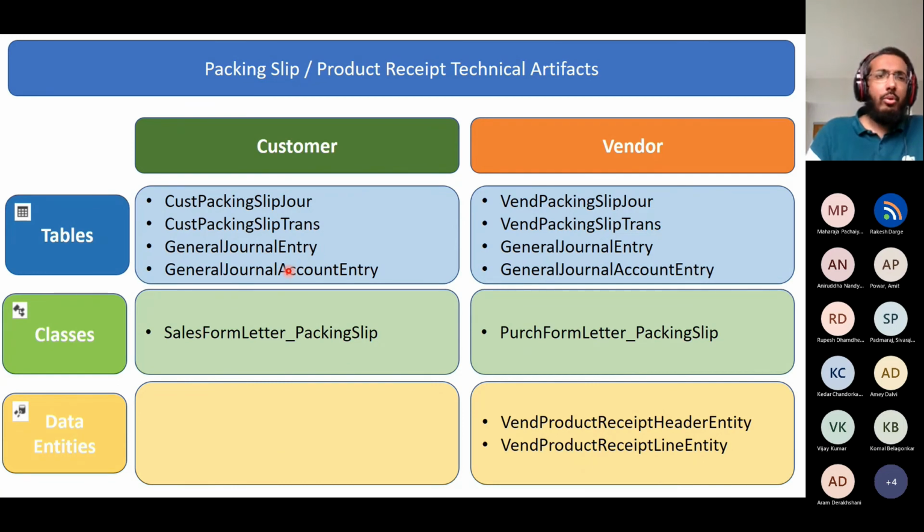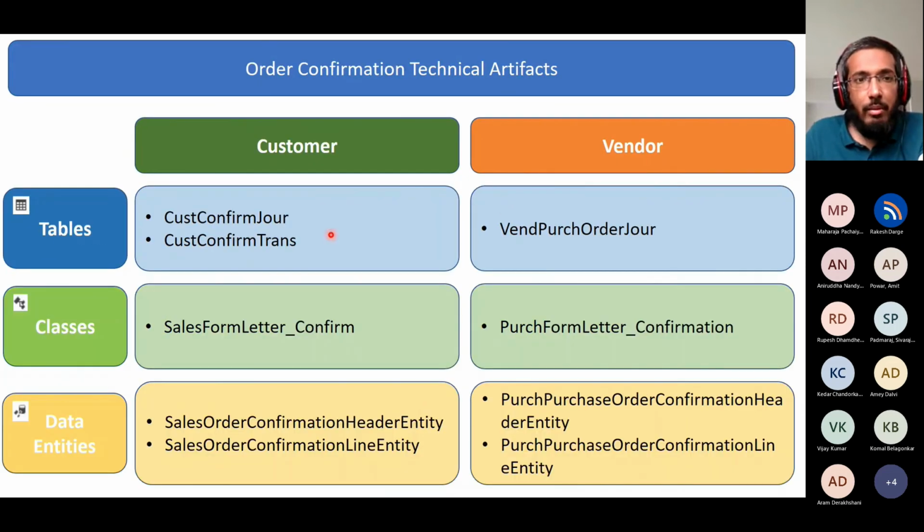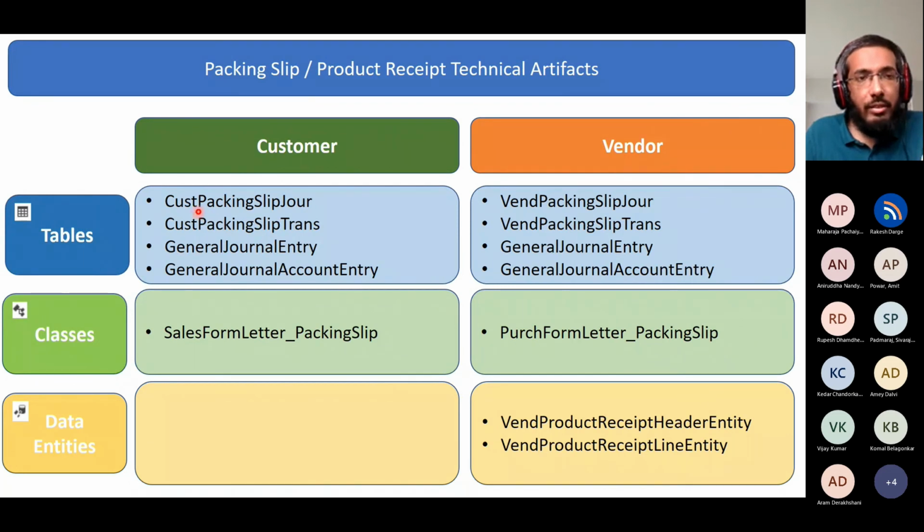So remember I mentioned subledger and ledger in my previous slide. I'm talking about this specific aspect, subledger and ledger. In this case, the subledger would be your CustPackingSlipJour and CustPackingSlipTrans, though even this is not actually a subledger. The actual subledger will come when you invoice the order. But just to give a reference, these two will hold the information at the customer level.